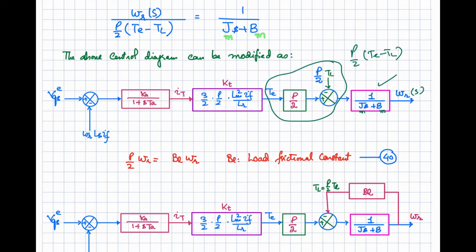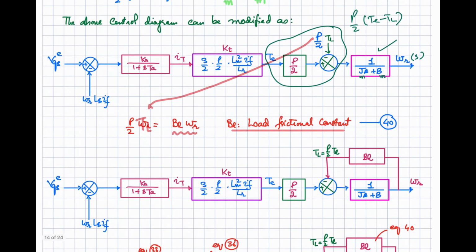So let's suppose that P by 2 into this TL, sorry, it should be TL over here, that you are using over here, is equal to BL into omega R. Omega R is the motor speed and BL is the frictional coefficient of the load that is connected with your motor. There may be a fan, maybe some other mechanical load. So this is the load frictional constant, and now we can incorporate it over here in our control diagram.